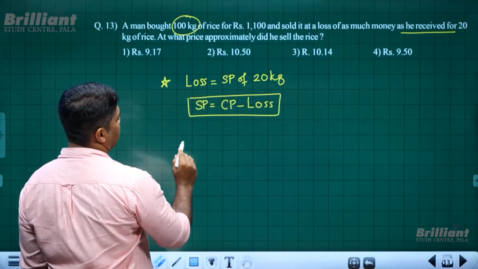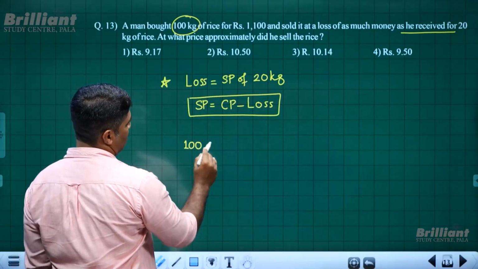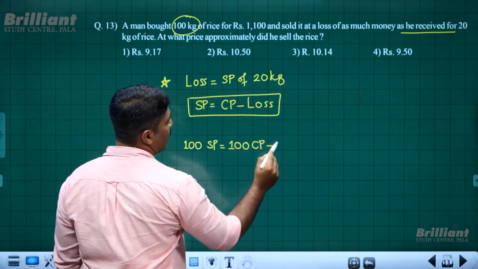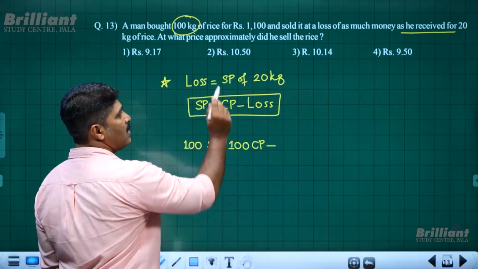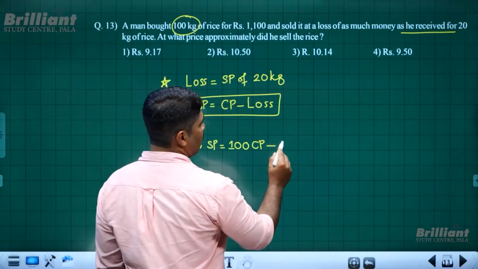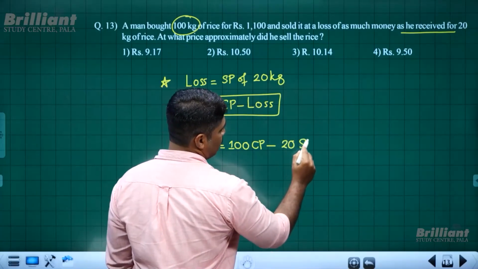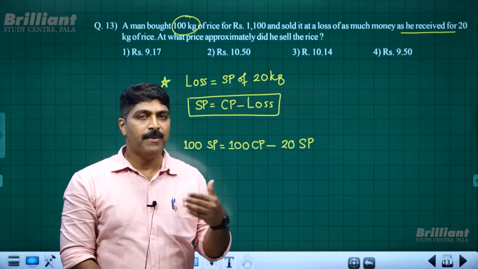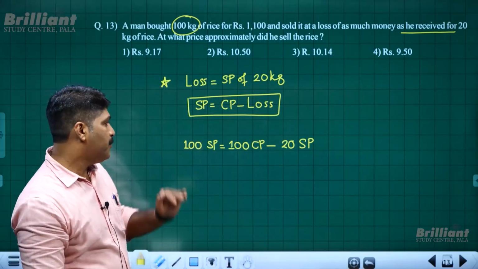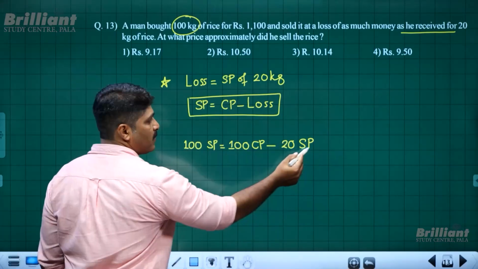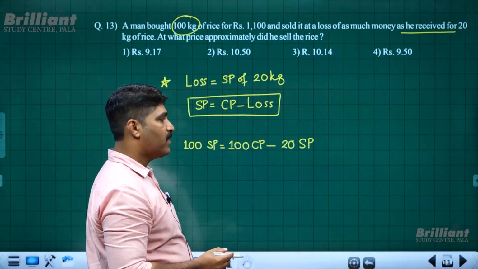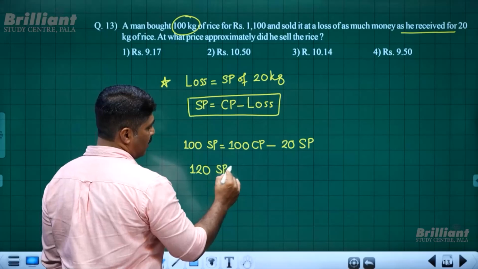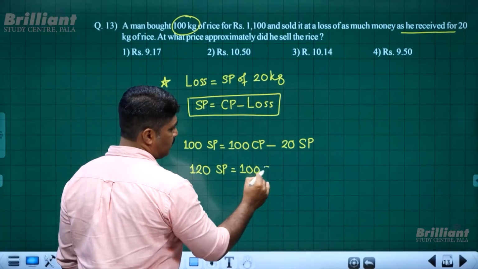So it's a sale of 100 kilogram. So then we are considering 100 selling price, so that is 100 CP. Then what is the loss here? Here the loss is the selling price of 20 kilogram. So therefore that is 20 SP. I already mentioned that short method in the previous question. Then you just take this value to the left side because this is SP, this is SP. We have to consider the variable part as common. So this is 120 SP, that is 1000 CP.